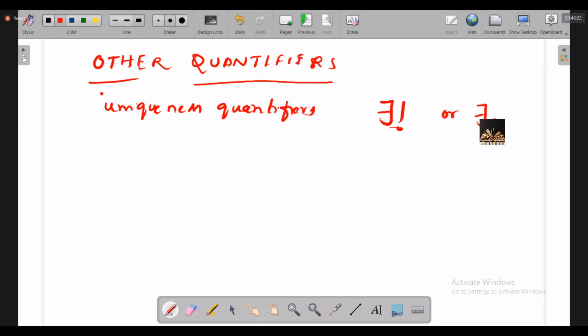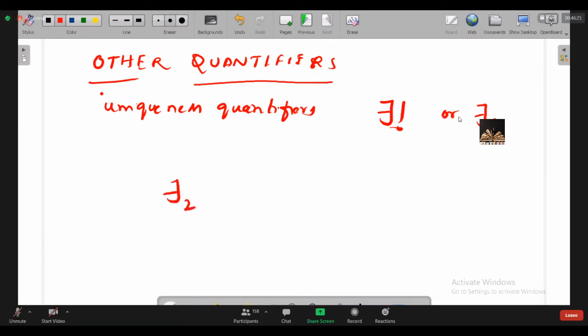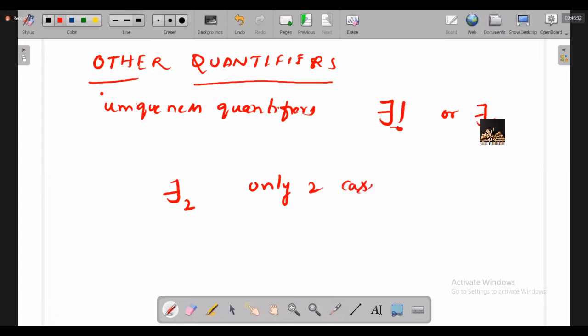For example, there exists two means only two cases are true, and the remaining are all false. There exists two means only two cases are true. So the uniqueness quantifier is there exists with an exclamation mark, or there exists one.